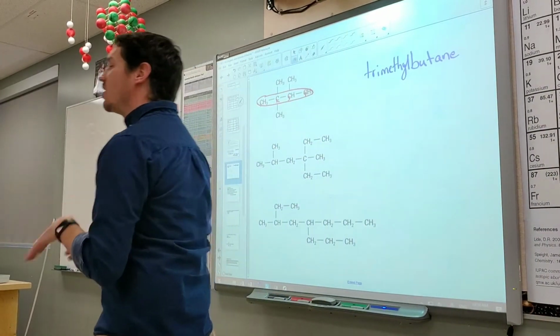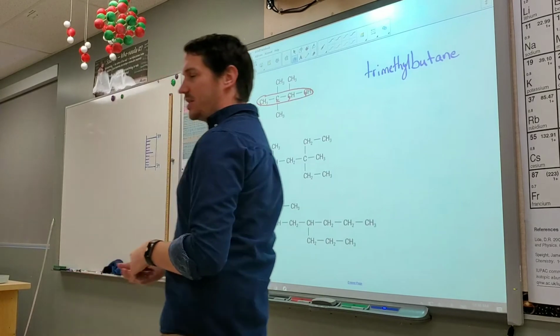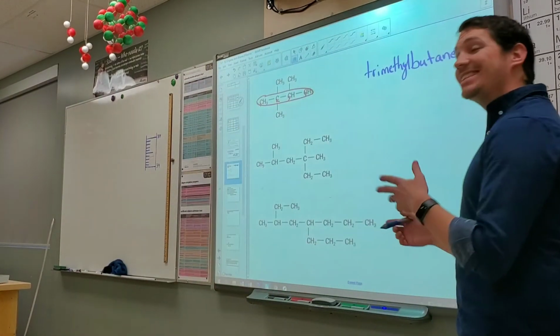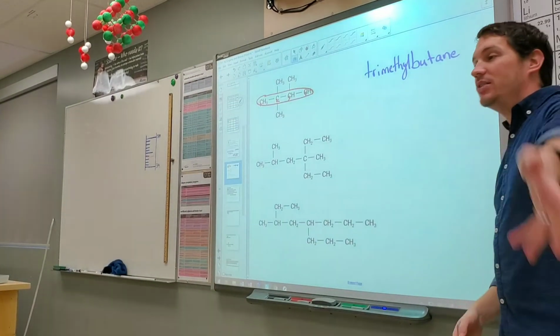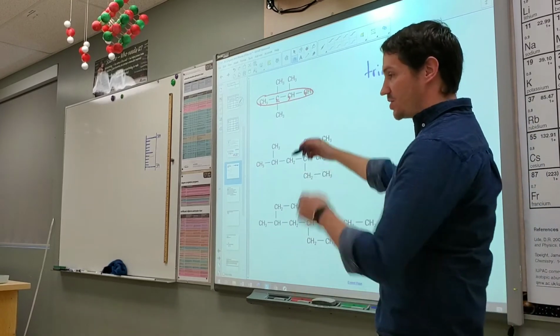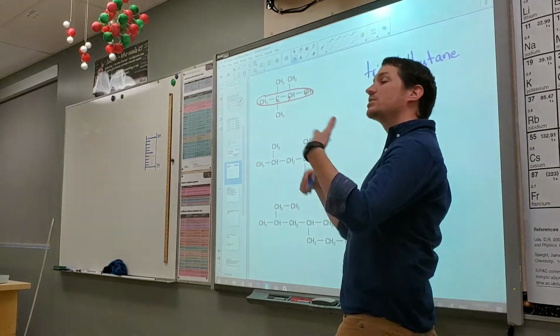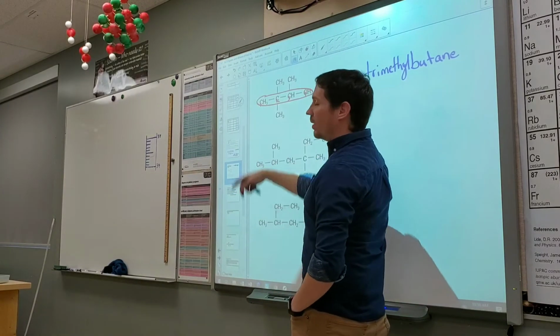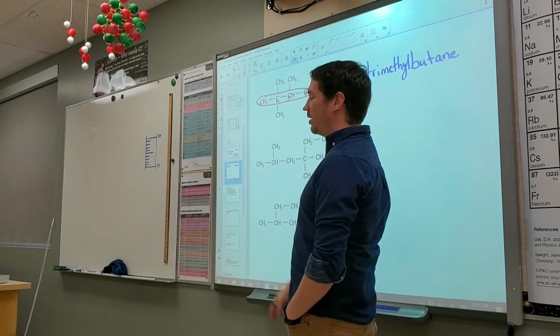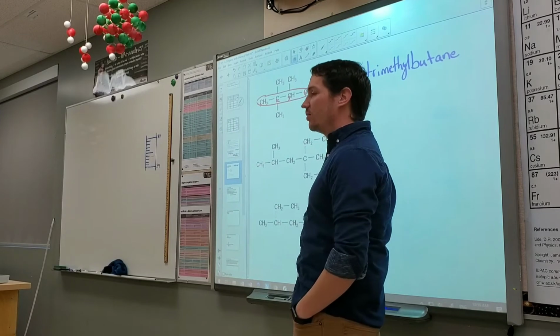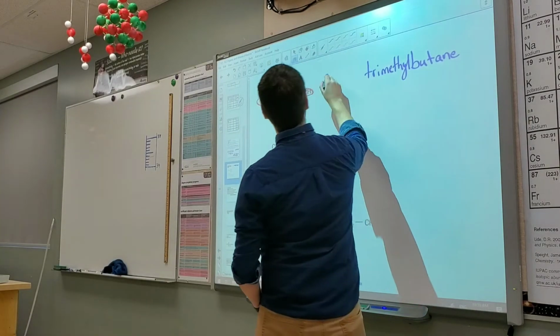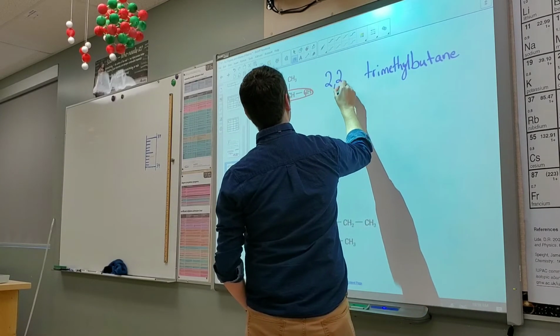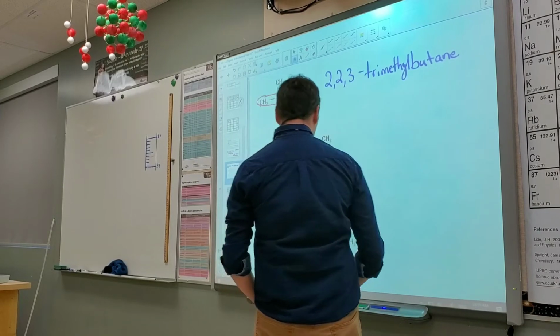So naming a substance is all about communicating what's in the substance. So let's tell the lovely people at home and on YouTube where all of these methyl groups are located. Where's the first methyl group located? 2. It's on the 2. Where's the second methyl group located? On the 2. Where's the third group located? On the 3. 2, 2, 3 dash trimethylbutane.